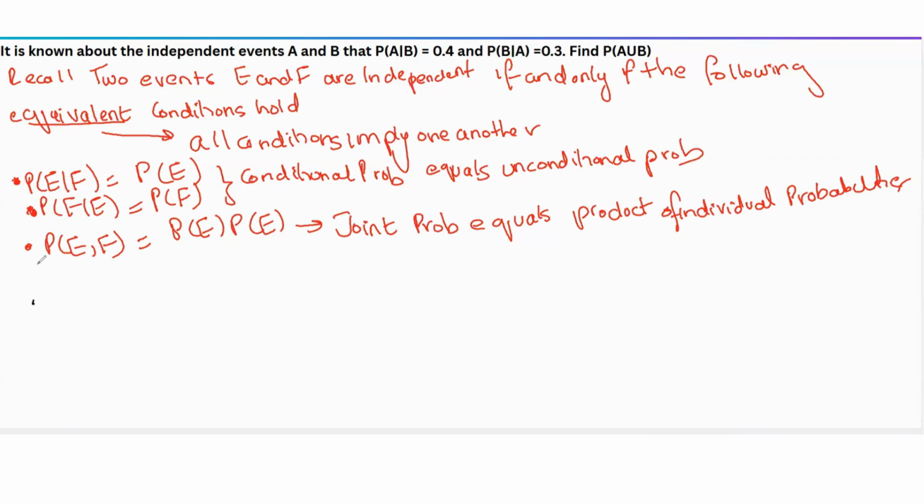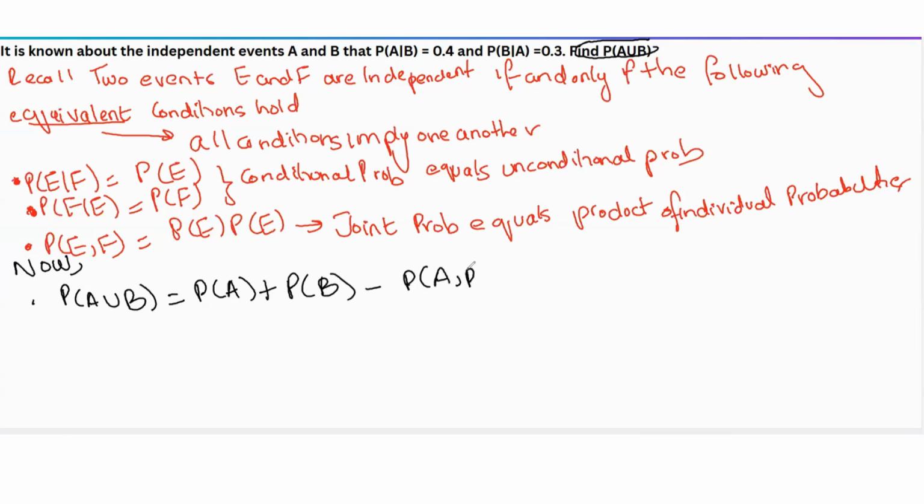Now let's apply it to this question. In this question, we want to find the probability of A union B. We know the probability of A union B, using the inclusion-exclusion principle, or what we call the addition rule of probability, is probability of A plus probability of B minus probability of A intersection B.